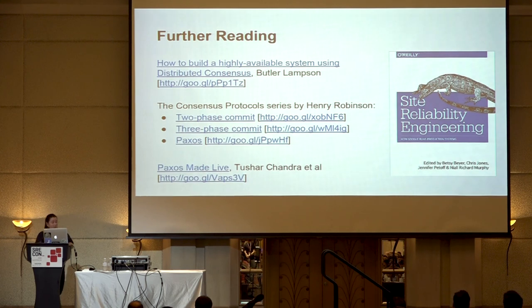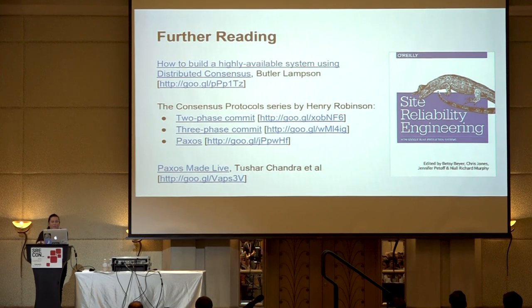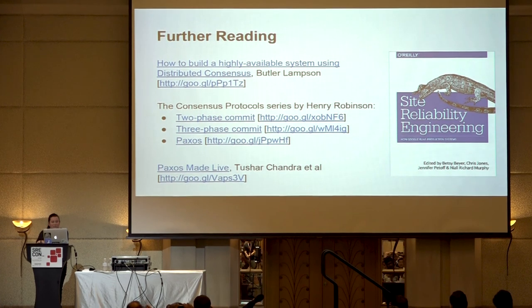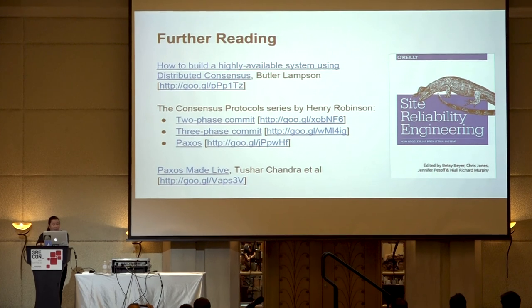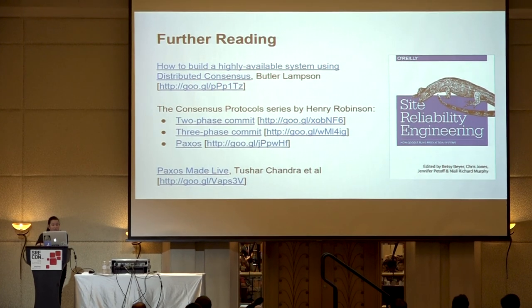So I'm just going to finish off and give you some further reading. One of the best papers that I've ever read about this for SREs is How to Build a Highly Available System Using Distributed Consensus by Butler Lampson. Then, I'm a fan of the Consensus Protocols series by Henry Robinson. That's the paper trail. He's got three really good articles on the differences between two-phase and three-phase commit and Paxos. This will actually tell you how the protocols work in detail.